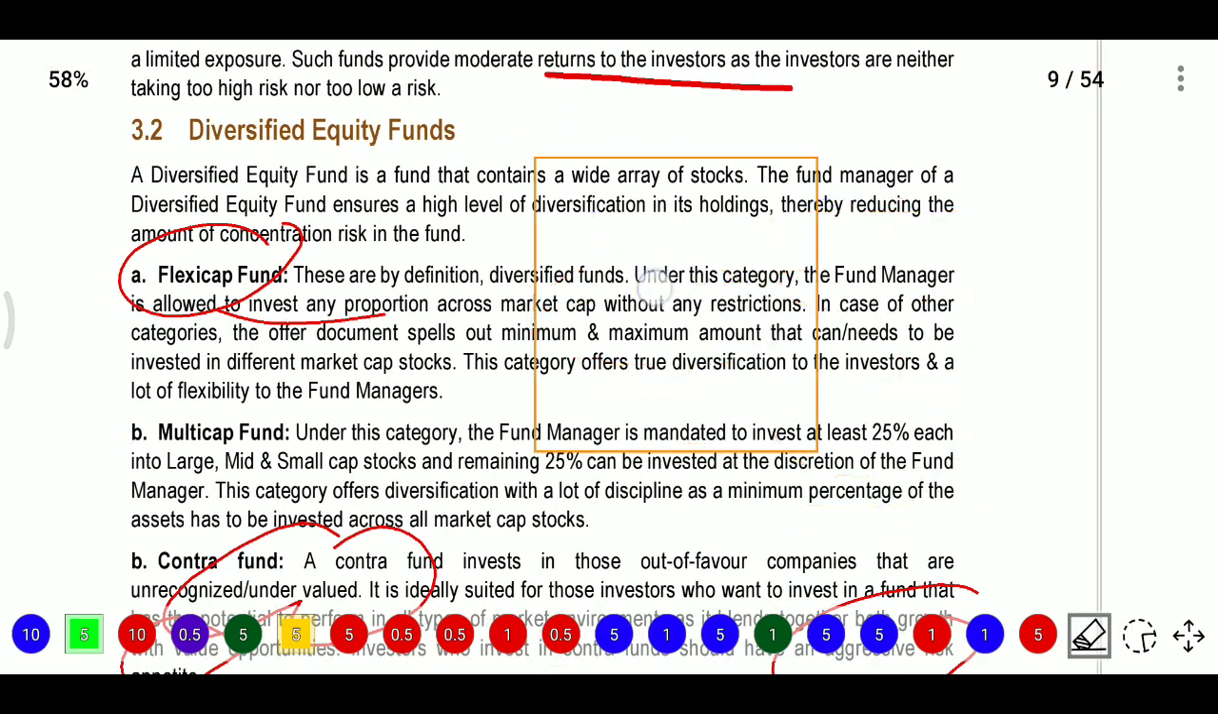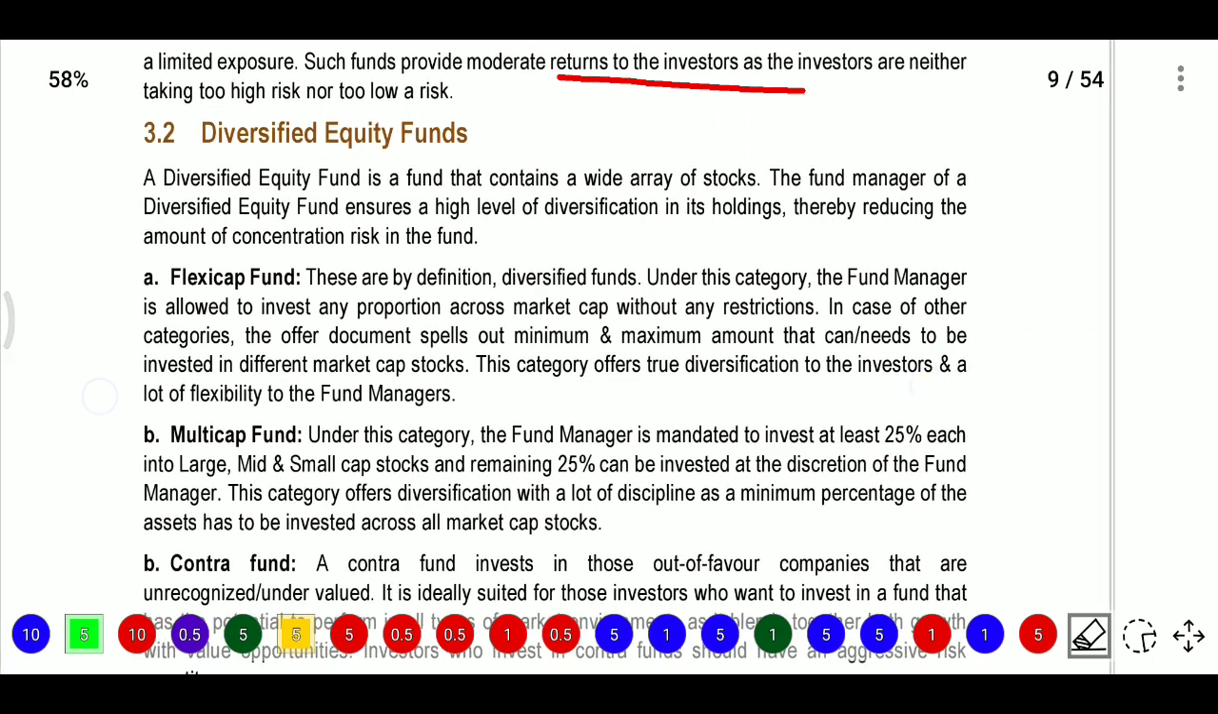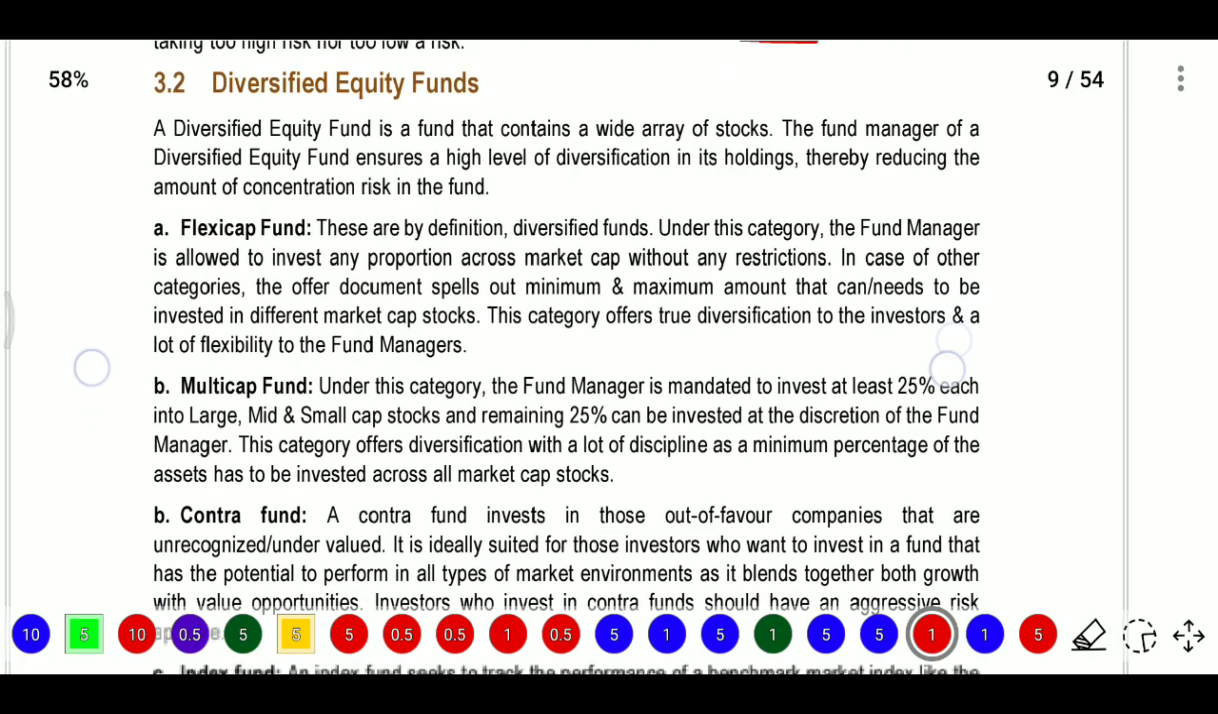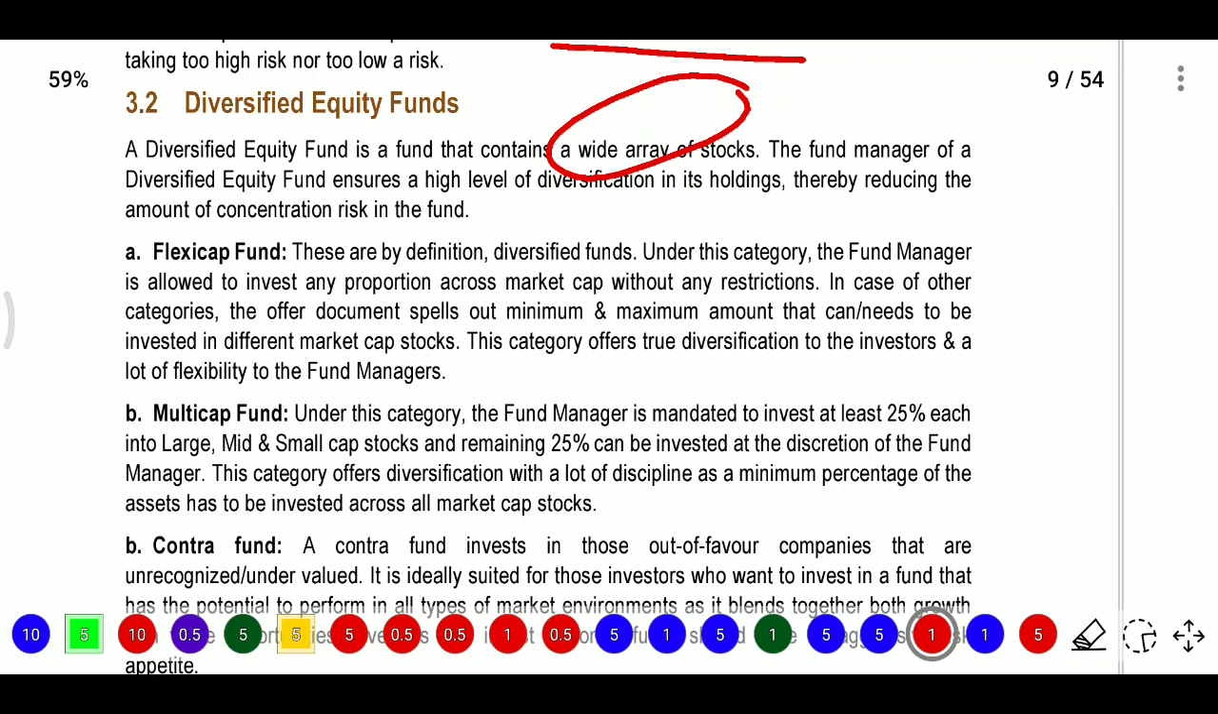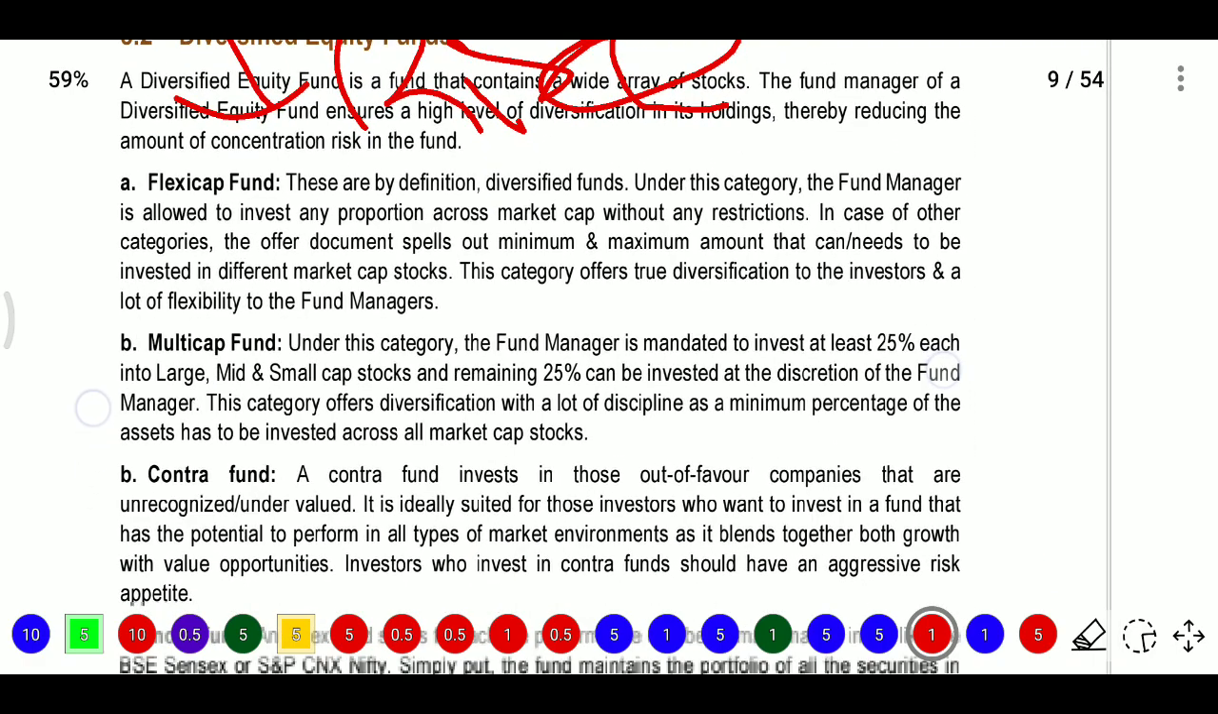Diversified equity fund. What is meant by diversified equity funds? Don't put all eggs into one basket. That is the simple quote we can use for entire mutual funds, because the mutual fund concept is only that, they do not invest in a single asset, they diversify the risk. A diversified equity fund is a fund that contains a wide array of stocks. The fund manager ensures a high level of diversification in its holdings, thereby reducing the amount of concentration risk. So they reduce the risk by investing in different funds.